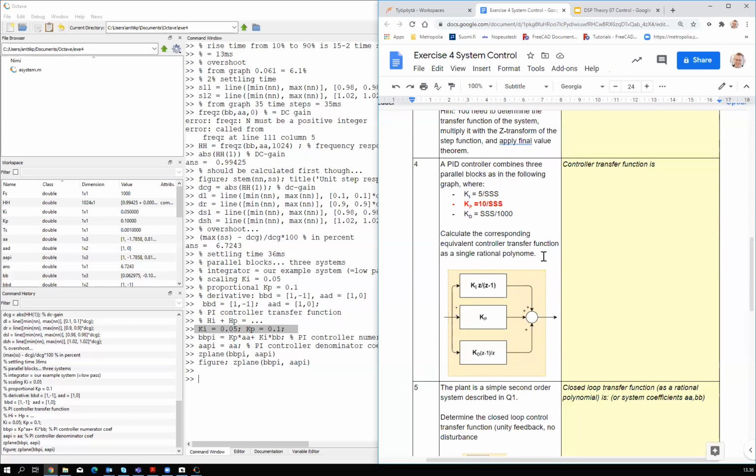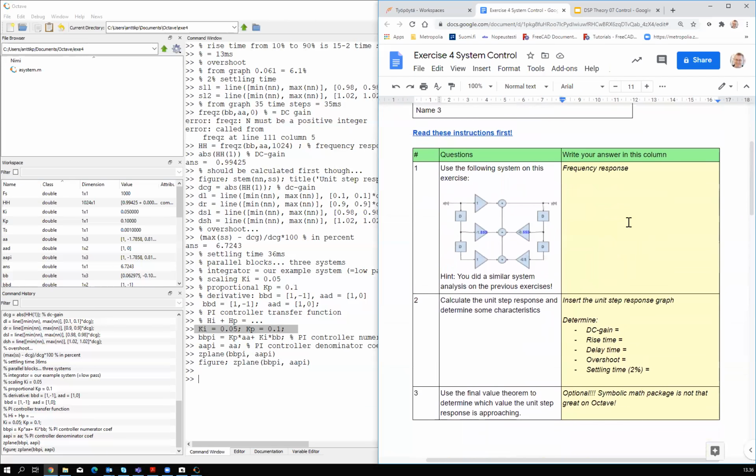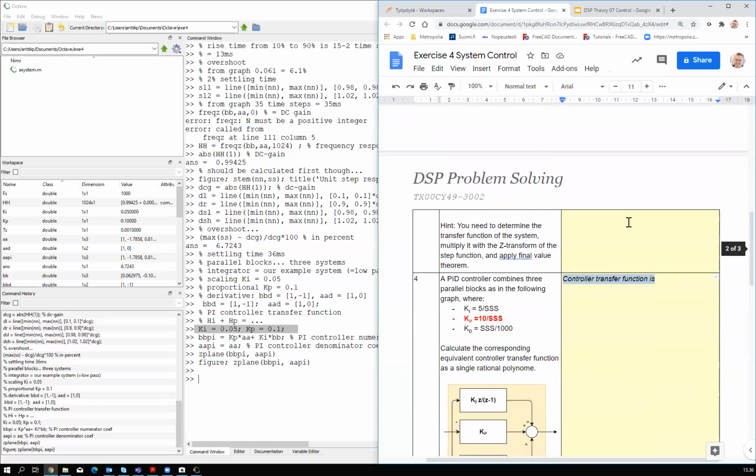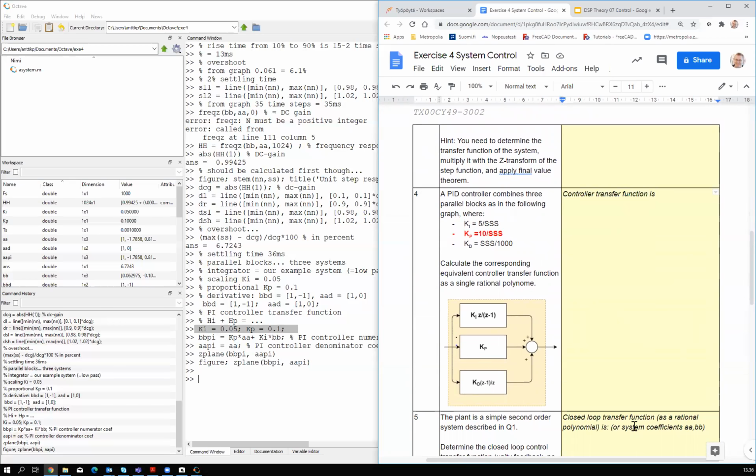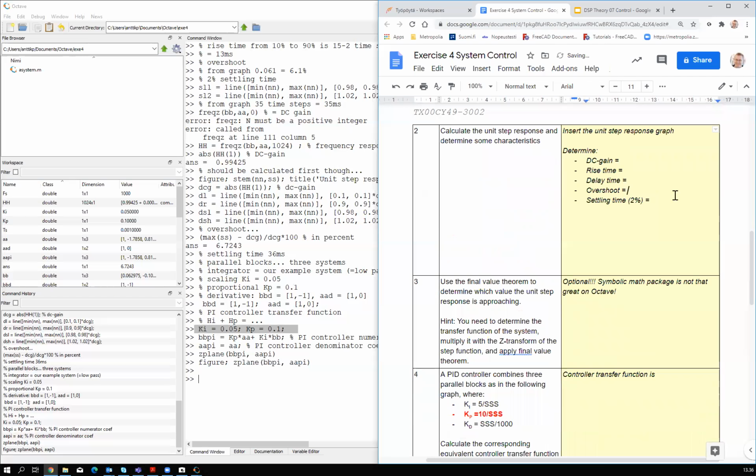By the way, this should end up being a stable system, a fairly nicely behaving system for all SSS numbers. I have tested that one last year. Okay, and then you have the controller's transfer function. Again, when we are asking you to draw the transfer function, it's also the system coefficients A and B. It's the same thing in the MATLAB Octave environment.